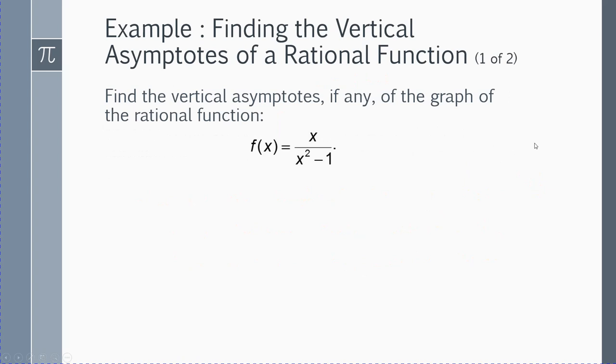Okay, so let's try this one. Find the vertical asymptotes, if any. There doesn't always have to be, okay? So, if any, of the graph of this rational function. f of x is equal to x divided by x squared minus 1. First off, I'm going to factor the denominator. It's a difference of 2 squares, so this is going to factor as x minus 1 times x plus 1. No common factors.